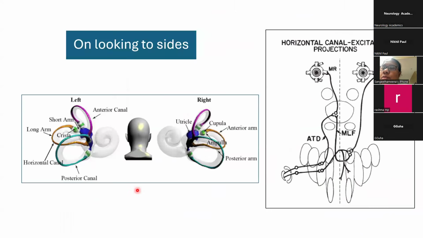We'll try to dissect it out. First we'll see the basic picture. When we are looking to the sides, suppose we are looking at this head from the backward region, and this is how the semicircular canals are oriented. And suppose he looks to the left side.